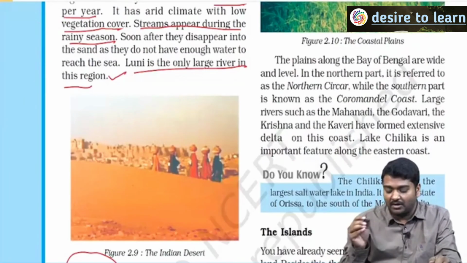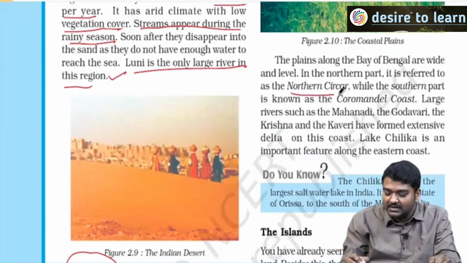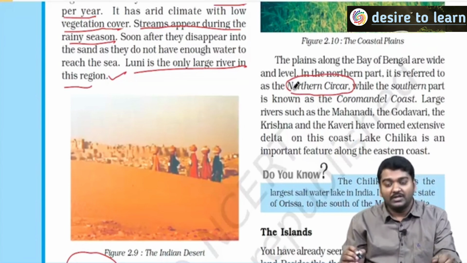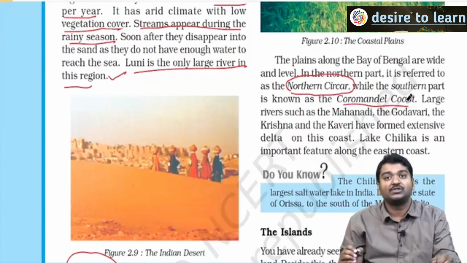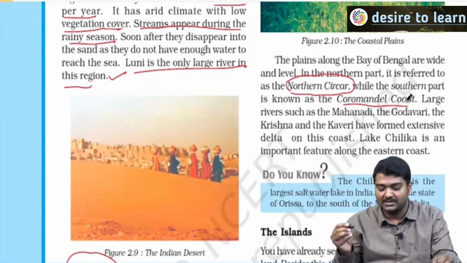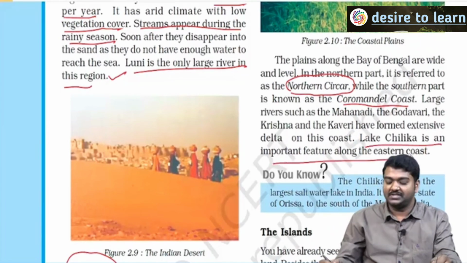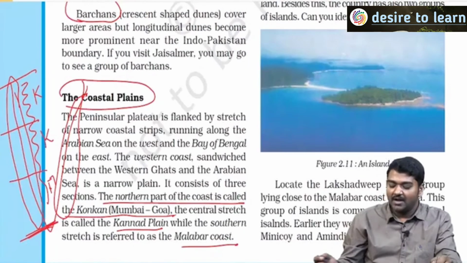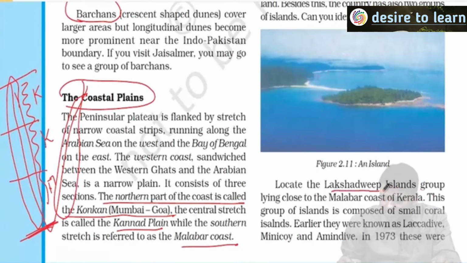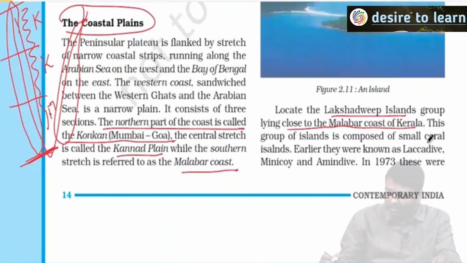And then when we are talking on the eastern side, you have Northern Circars in Odisha and you have Coromandel coast in Tamil Nadu and some parts of Andhra Pradesh. Lake Chilka is the most important feature which is actually present. Then we need to talk about Lakshadweep, which is actually present closer to the Malabar coast of Kerala, and these island groups are usually made up of coral reefs. So I have already explained coral reefs to you. It's important for you to locate it.